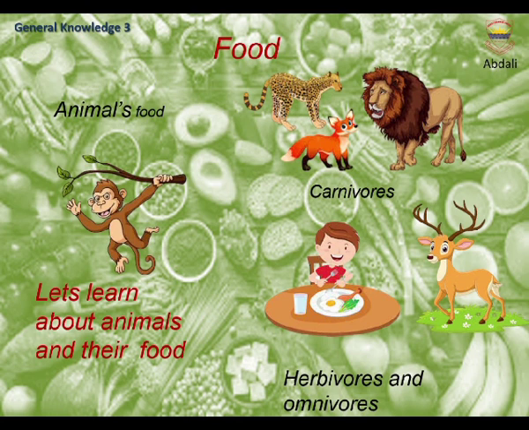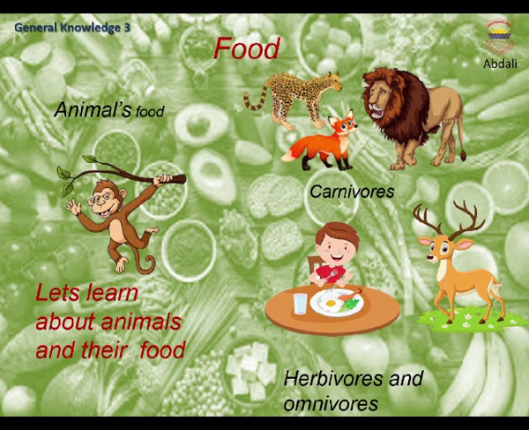But wait, there's more. Some animals, like us humans, have a diverse diet. We can eat both plants and animals. We are called omnivores. Our teeth are designed to eat a variety of foods.